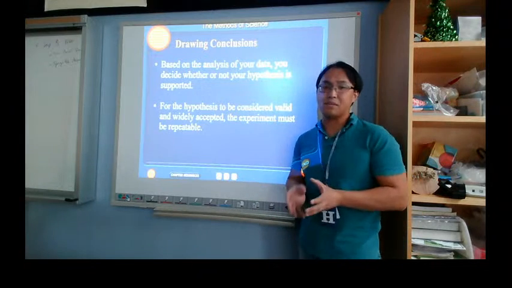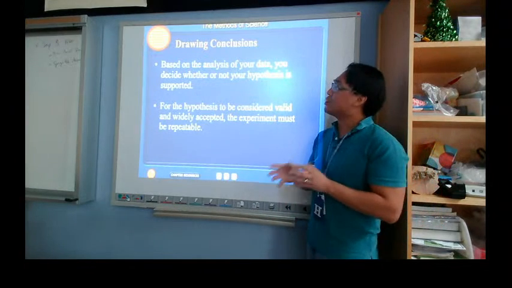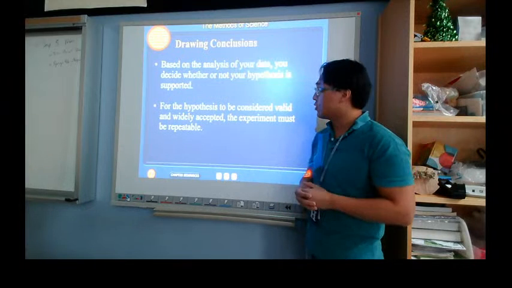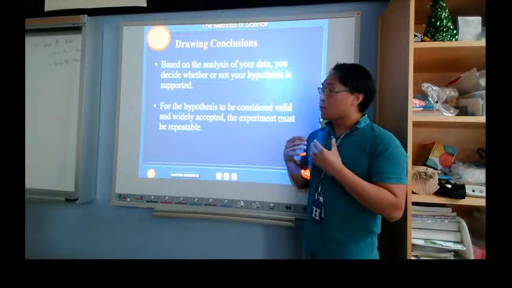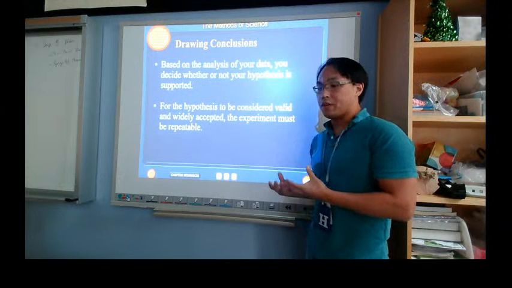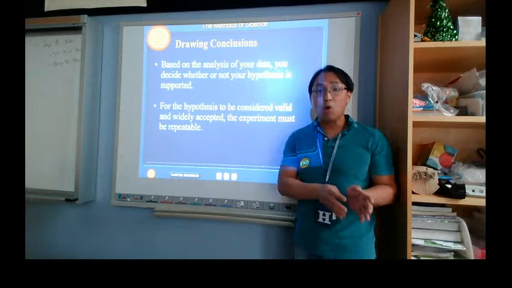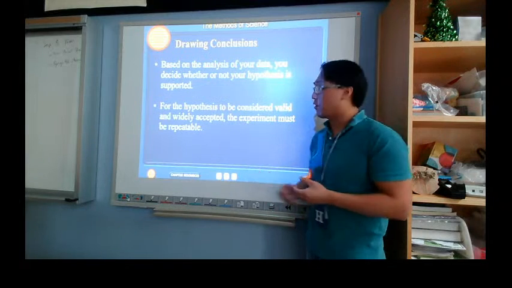And then the last step to the scientific method is going back to your hypothesis and deciding whether or not we're going to support the hypothesis or not. So the reason why this one's so important is that we need to be able to go back and look at what we did wrong with our experiment and what we could do better.